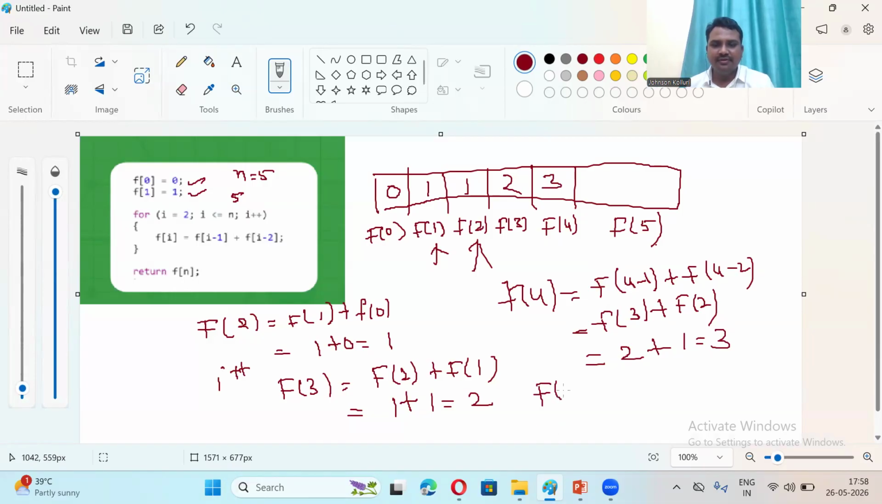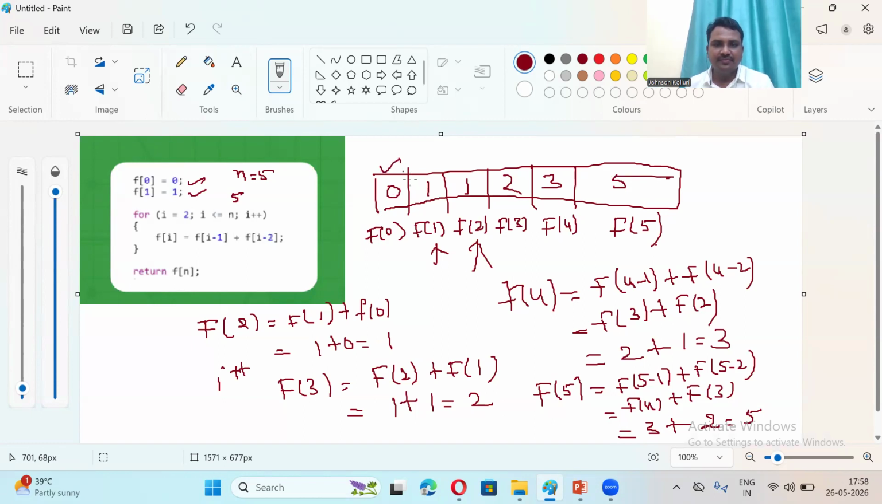Then coming to f of 5, this is f of 5 minus 1, 4, and f of 5 minus 2, 3. That means f of 4 plus f of 3. Here f of 4 is 3 and f of 3 is 2. Then 3 plus 2 is 5. The value of 3 plus 2 is 5.